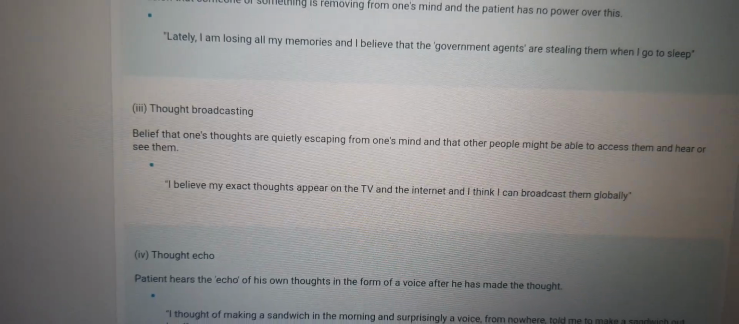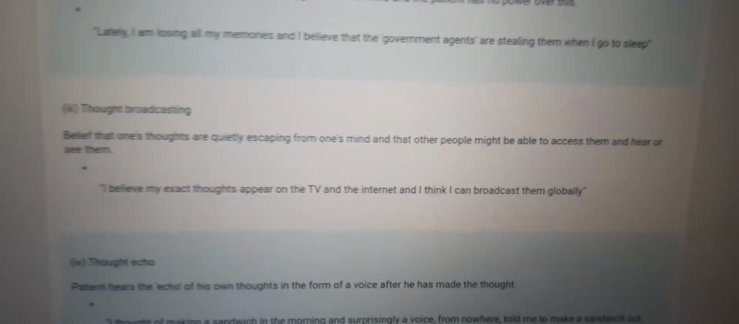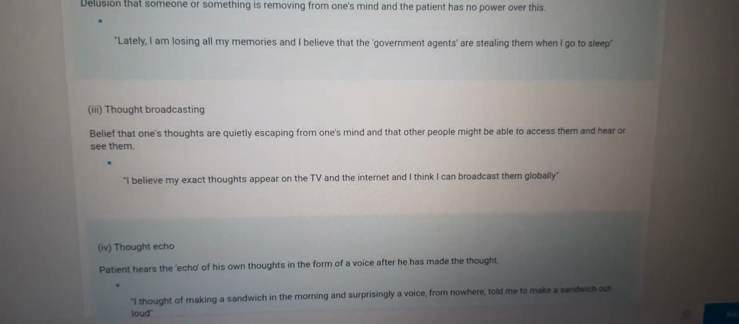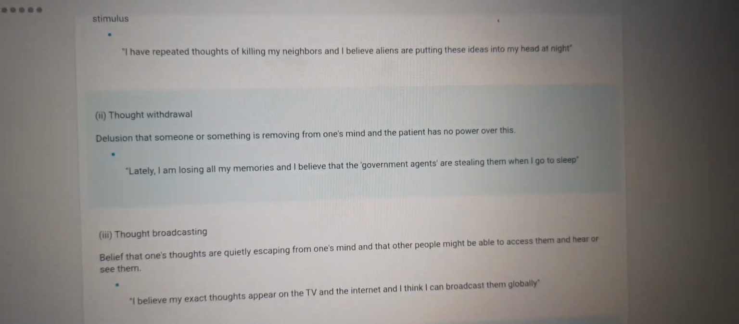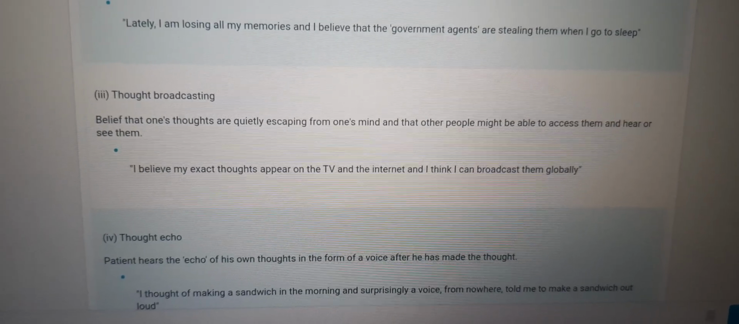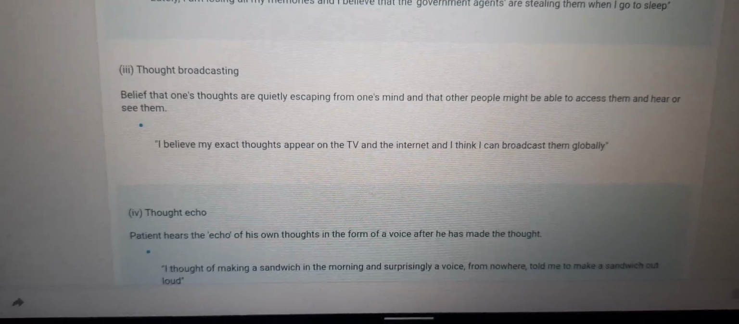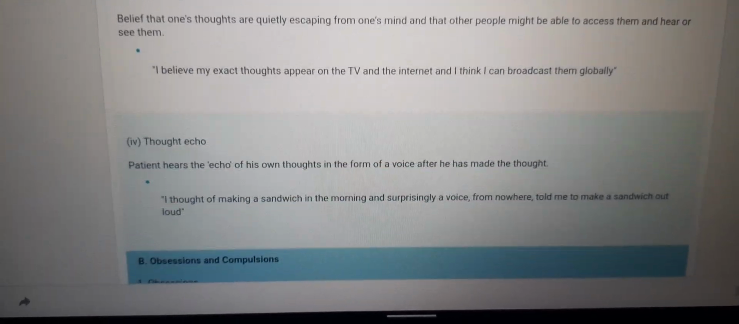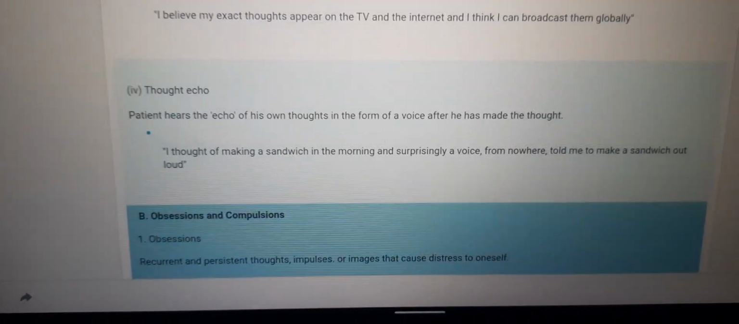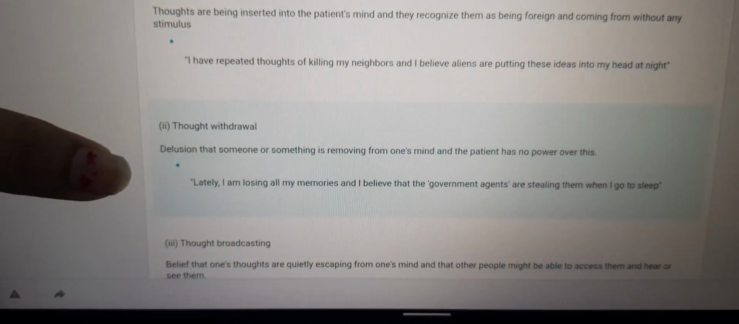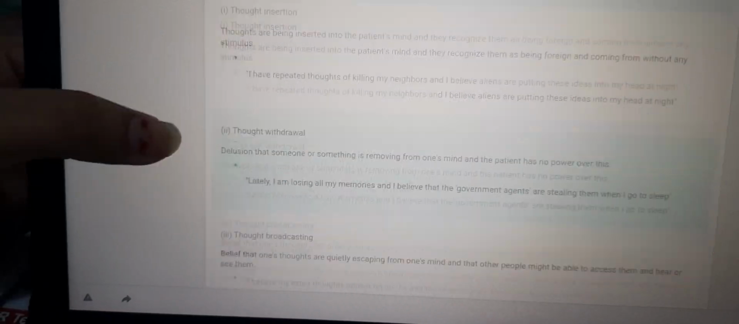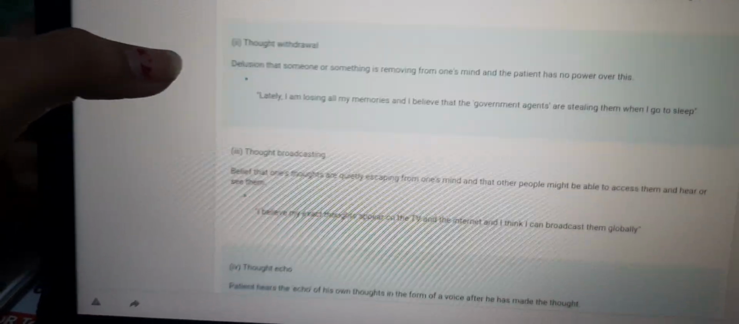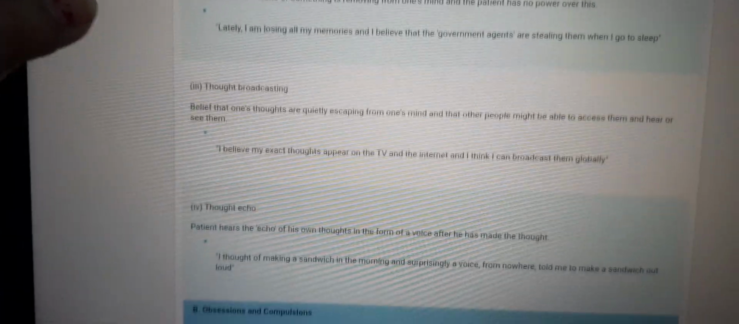Thought broadcasting means belief that one's thoughts are quietly escaping from one's mind and that other people might be able to access them, hear or see them, which means: "I believe my exact thoughts appear on the TV and the internet. I think I can broadcast them globally." Insertion, withdrawal, and thought broadcasting are also included in the first rank symptoms of schizophrenia.